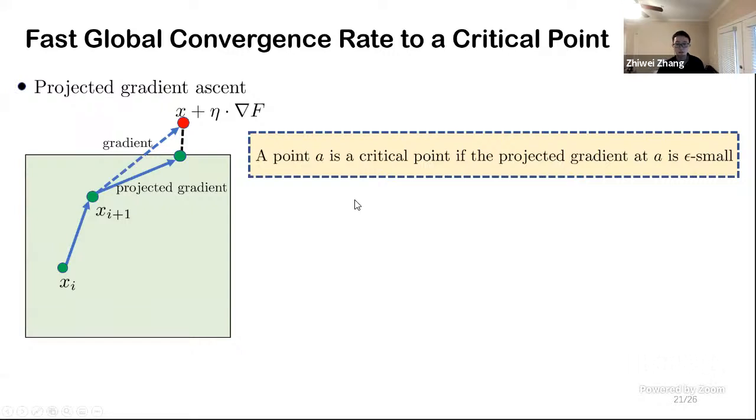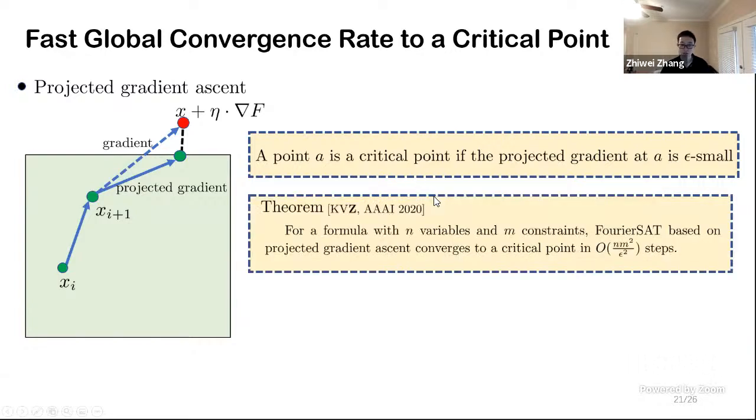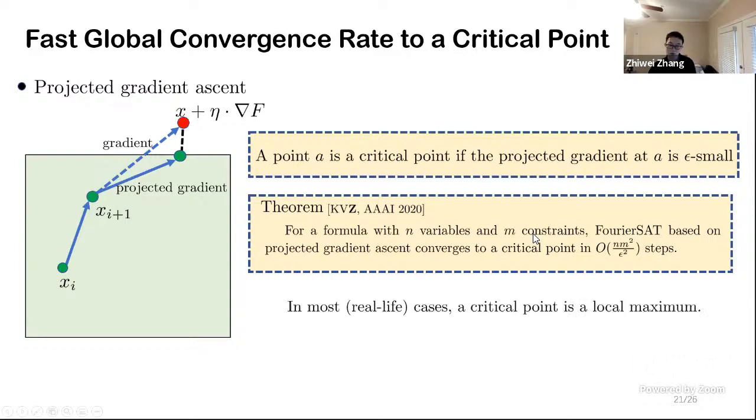A point is called a critical point if the projected gradient at that point is absolutely small. And one of our theorems is that if our framework uses projected gradient ascent, then it will always converge to a critical point in polynomial steps. But what does a critical point look like? In most real-life cases, critical points are just local maxima, which we prove have good quality. But theoretically speaking, a critical point can still be a saddle point. So you can see a gap here.